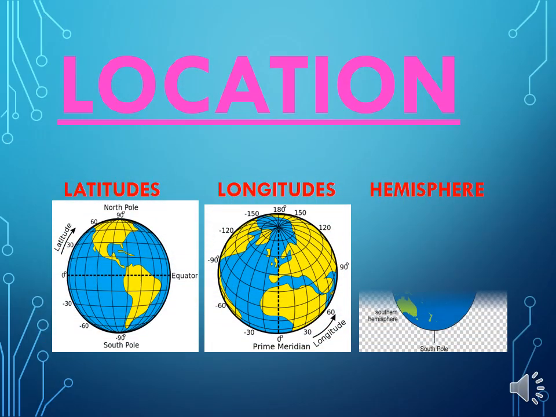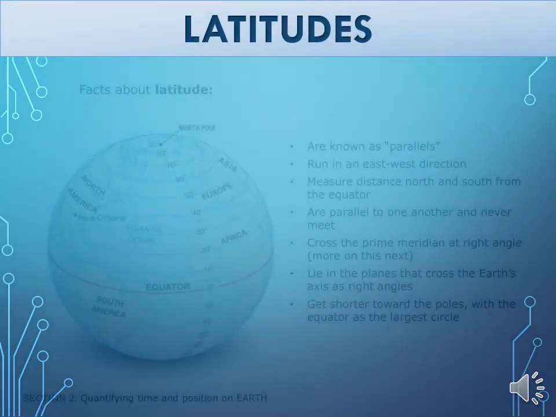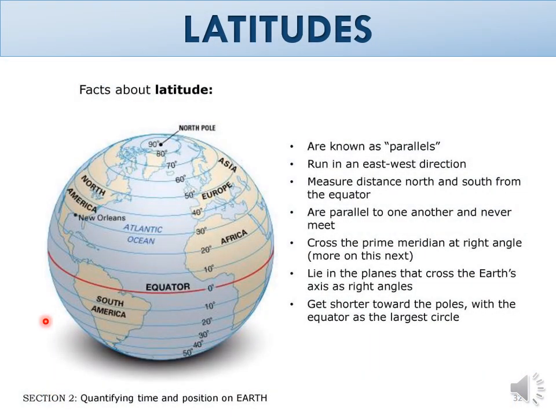When we study the relief features, one of the important things is the location of that area. How to find the location of an area? It's using the latitudes and longitudes, and also we see in which hemisphere the country is located. To find out the location of a place, we need two parameters. They are latitudes and longitudes.